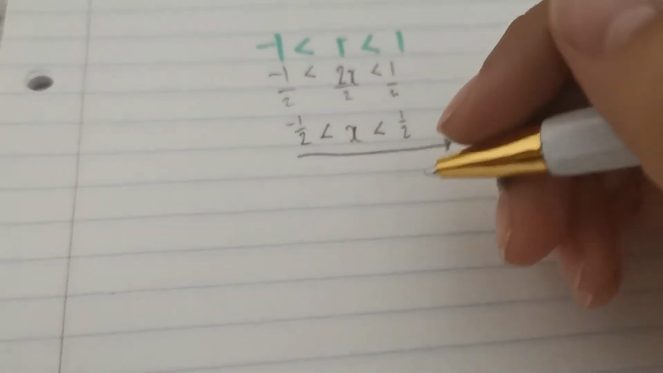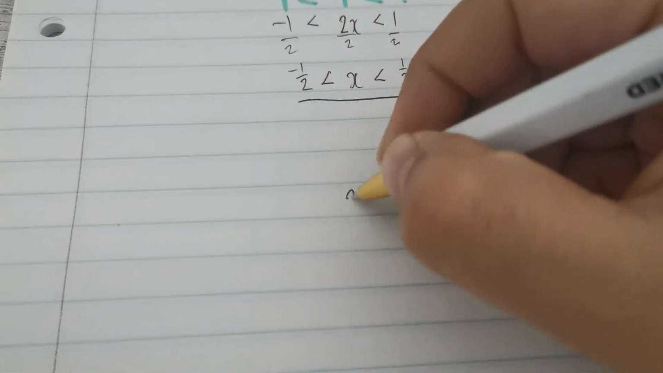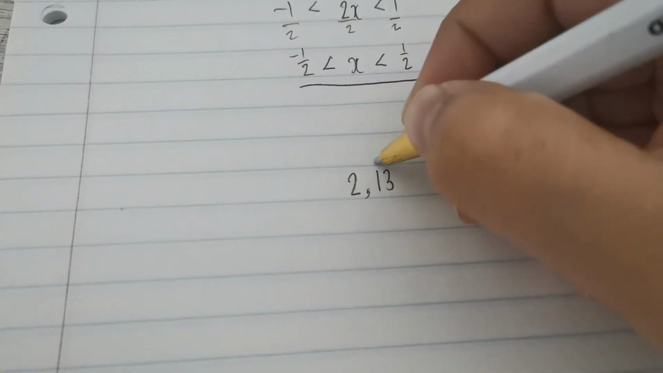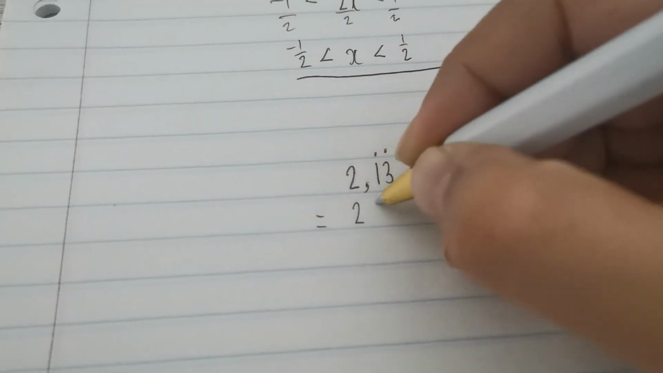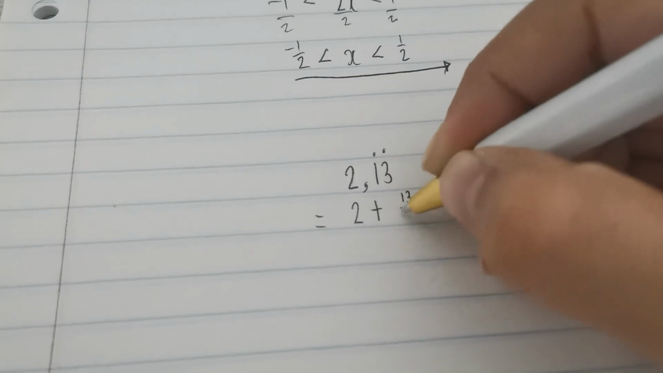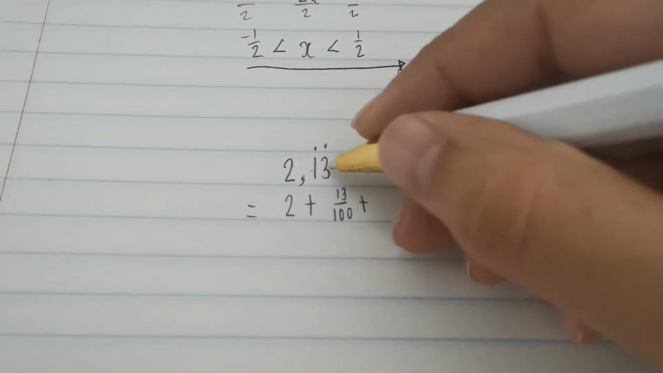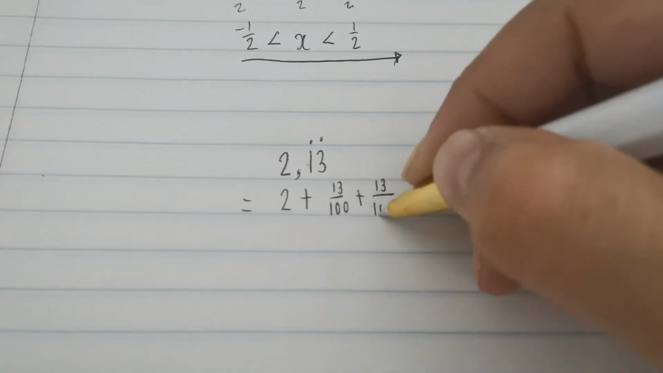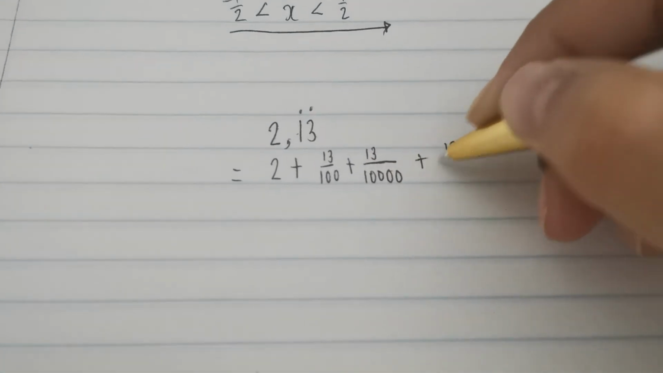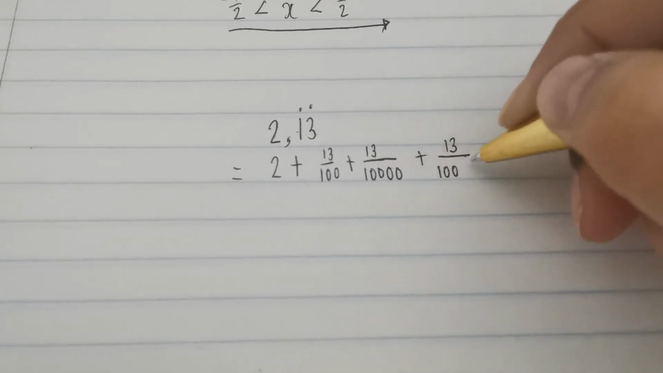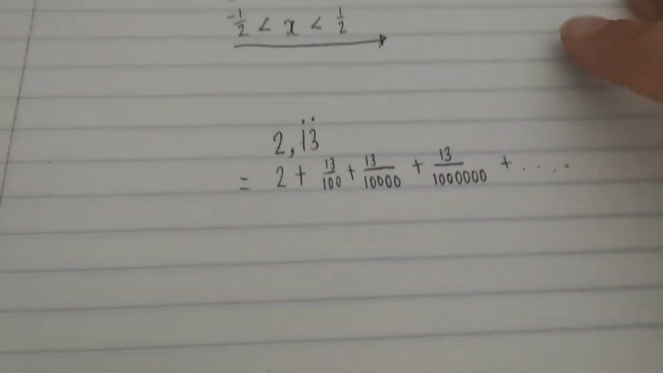And lastly, I'm just going to do one with a recurring decimal just to show you guys. Let's say I have 2,13 recurring. This here is the same thing as 2 plus 13 over 100. Why 100? There are two places. Then there's another 13, this time over two more places, plus 13, and so on, etc.